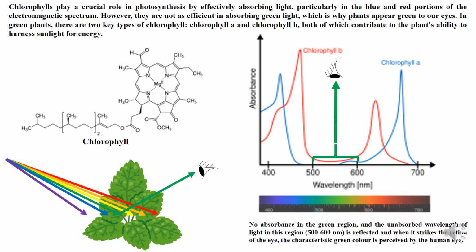So green plants show strong absorption in the blue region as well as the red region, but there is no absorbance in the green region. That is why this unabsorbed radiation in the green region is reflected, which is perceived as green color.